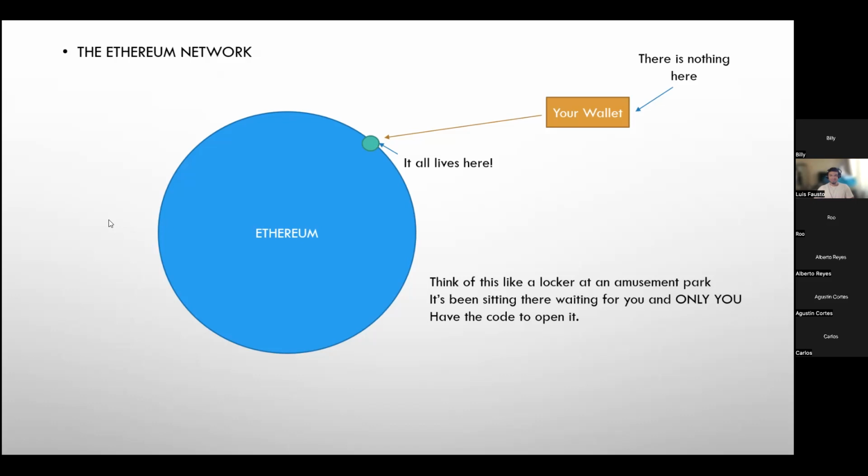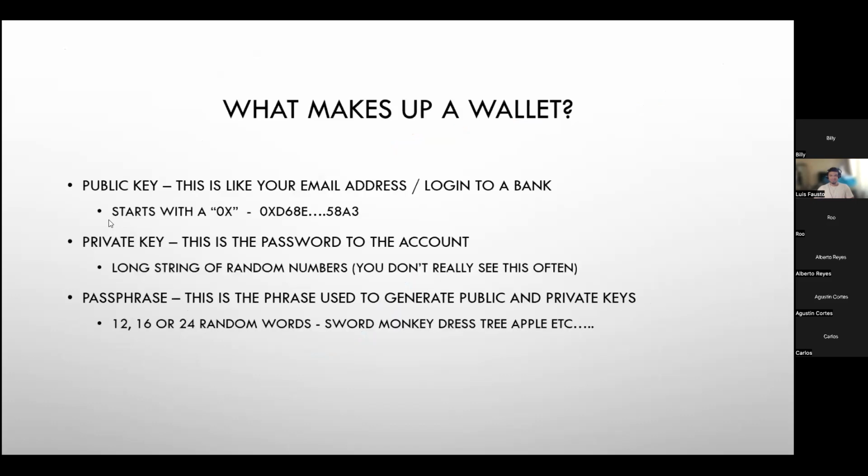I'm going to jump on to the next one. So we're going to focus on Ethereum. That's pretty much the biggest one. We're going to cover Metamask and another wallet as well. But what makes up the wallet, right? It's a public key. That is like your email address. When you sign into your bank account, like let's say Wells Fargo, it's a username or email address, right? So that's like your login to the bank.